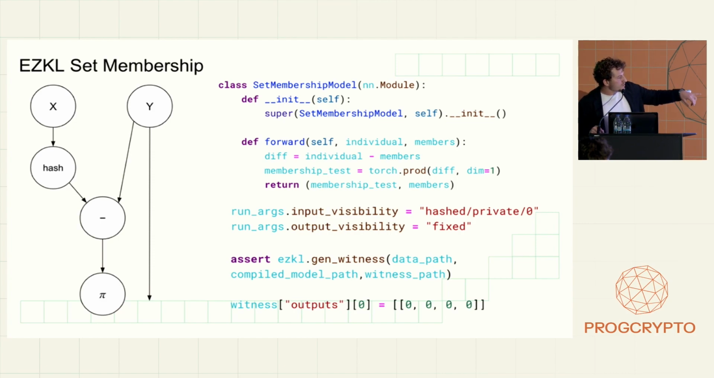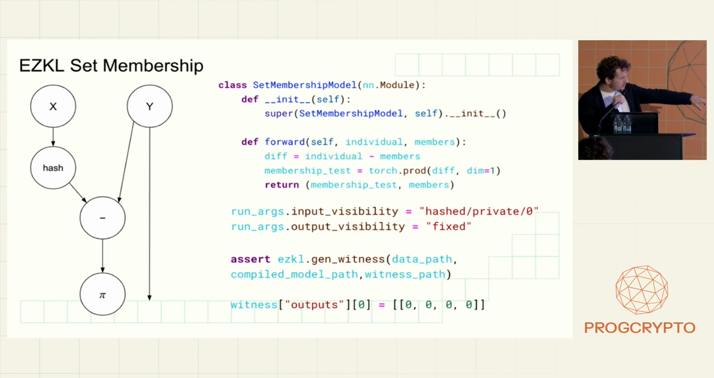And then what we do in Ezekiel is we say that we want to hash the X value, which is the individual. So what we're saying here, semantically, is that I know a preimage that hashes to something that is known in the set. So that's really what we're proving.